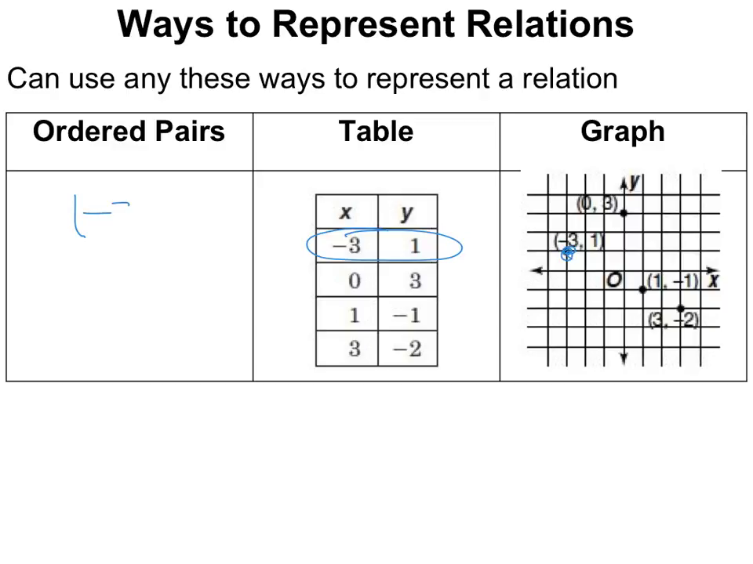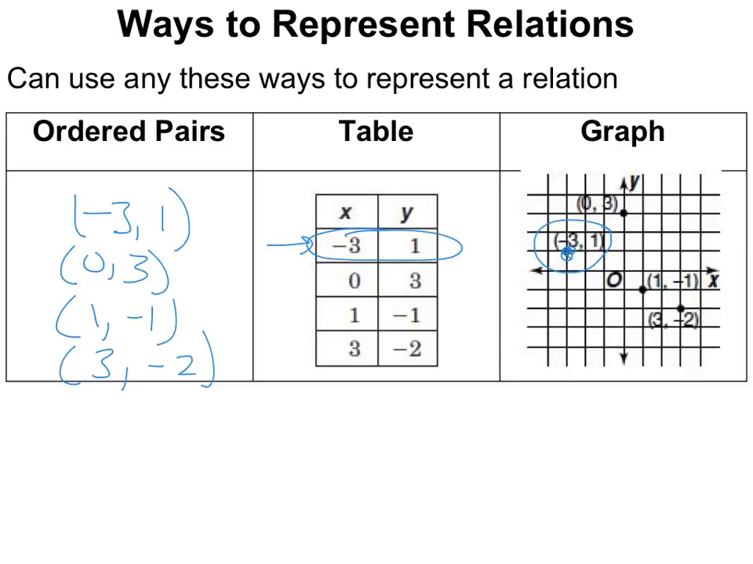So -3, 1. And you can see here that it's in the table and it's also on the graph. 0, 3. 1, -1. And 3, -2.